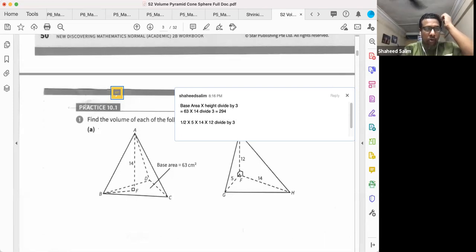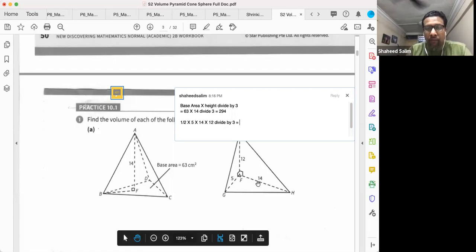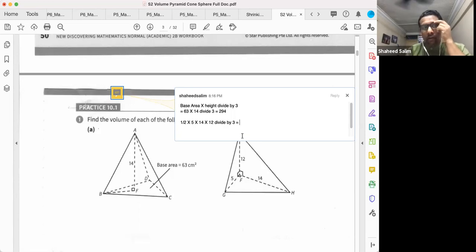Come on. Shafi, you got it. Well done. What about the rest? Come on. Can do or not? 5 times 14 divide by 2, or half times 5 times 14 times 12. Then divide by 3. Okay, we need to get everyone on board. And you will get it. Inshi can do.